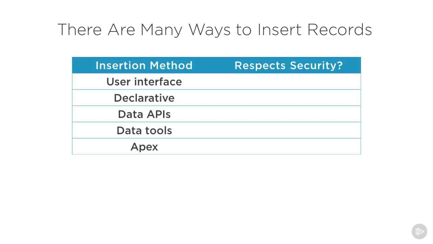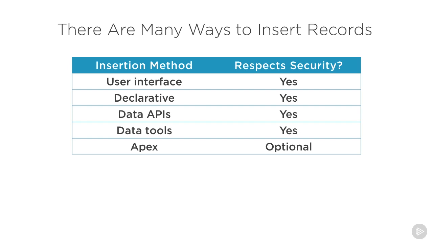How are records created in Salesforce? They can be created from the user interface. They can be created declaratively. They can be created through data APIs and data tools, and they can be created through Apex. Of these, all of the approaches respect Salesforce security except for Apex, which can bypass security configuration if necessary. So clearly, Salesforce security can play a role in who can create records. Apex can also use code to restrict who can and cannot insert blocks by monitoring record creation and triggers and raising an error when any attempt is made to add an illegal block.